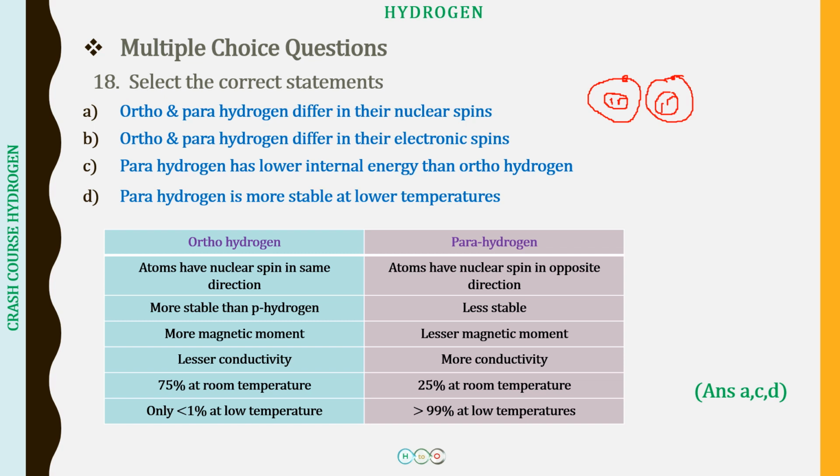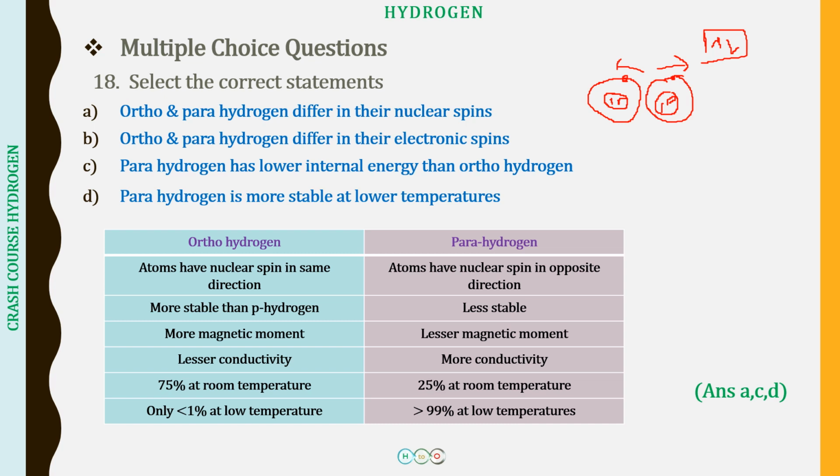So when this molecule is formed, both electrons fit into only one molecular orbital, and therefore both the electrons will have a spin in the opposite direction. This is what you know from Pauli's exclusion principle: when there are two electrons in an orbital, one has a spin up and the other has a spin down. Now, the difference between ortho and para hydrogen is related to the nuclear spin.